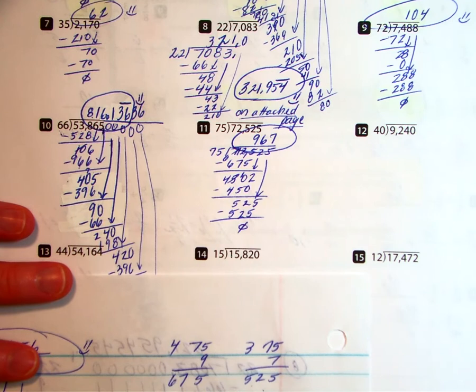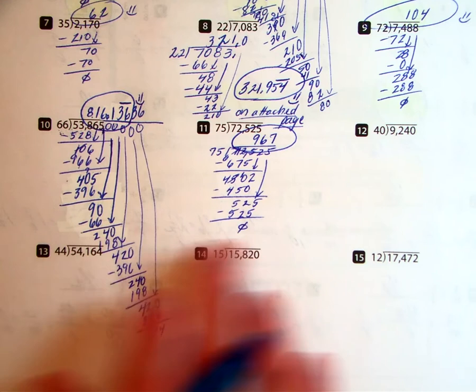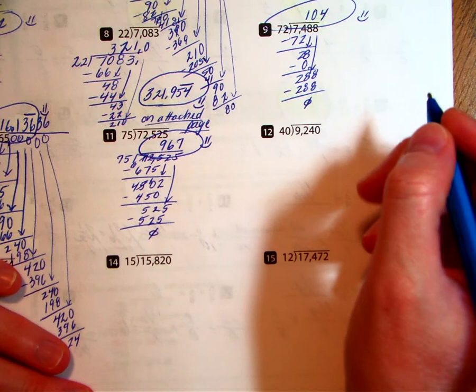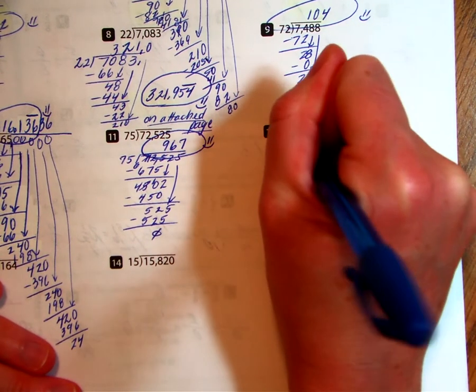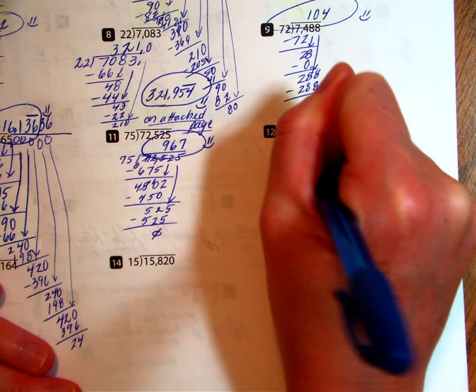Voila. Okay, that one's friendly. Okay, 12 allegedly is friendly too. I checked it with the calculator so that I don't fall off the page again. Alright, 40 goes into 92 twice. 2 times 40 is 80, subtract 12, bring down.